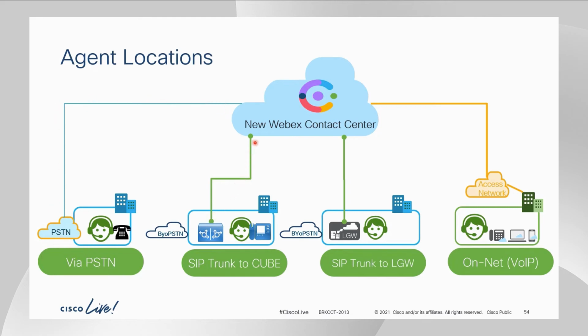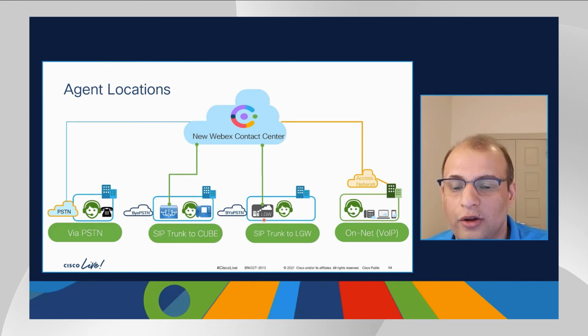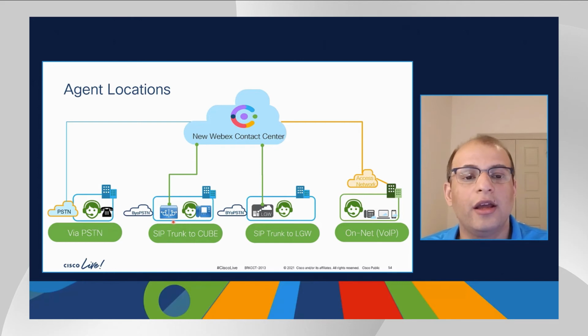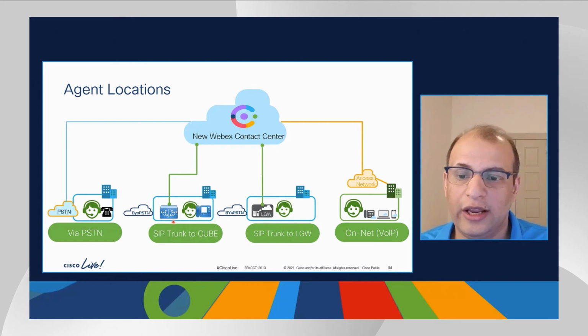The second option is an on-premises based PBX behind the cube, right? In which case you are utilizing the bring your own PSTN option. So you will have a SIP trunk from Webex Contact Center to the cube. The third option will be the same as the second one, but in this case we will have the bring your own PSTN option for a Webex calling based agent, right? And that will require us to deploy a local gateway. Remember, local gateway and cube, the terms are used interchangeably, and cube can be utilized as a local gateway.